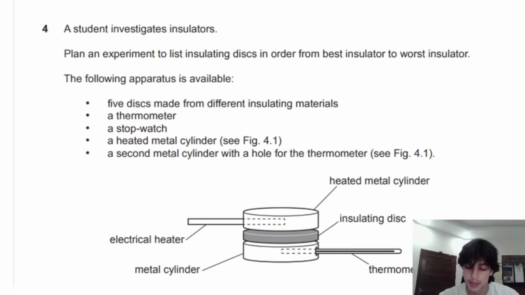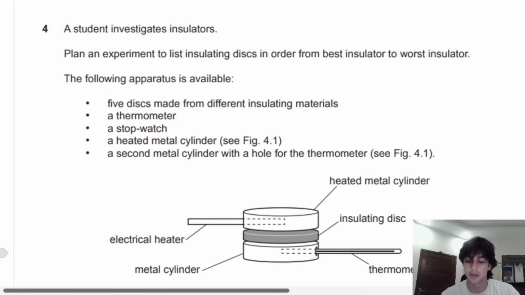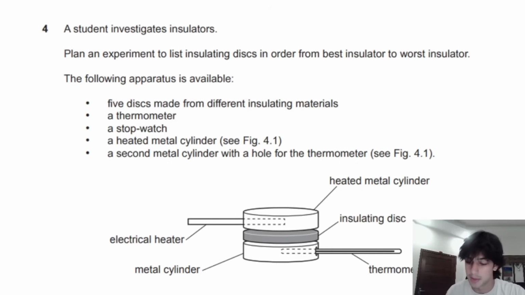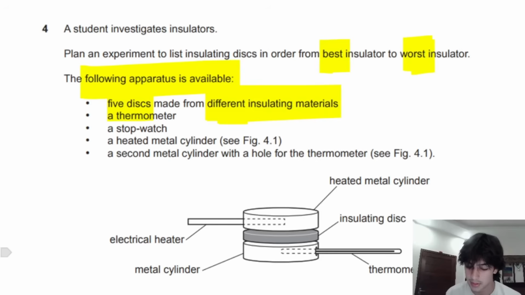Okay, moving on. Here we have an investigation for determining the insulator efficiency. So we want to rank insulators from best to worst. Now, guys, what is an insulator? It's something that does not like heat. Following apparatus is available: 5 discs of the different insulating materials. Really important. We're going to be using these. These are essentially our independent variables. So right from the start, you identify the IVs and the DVs so that we can essentially reach the table and plot it, tabulate it easier.